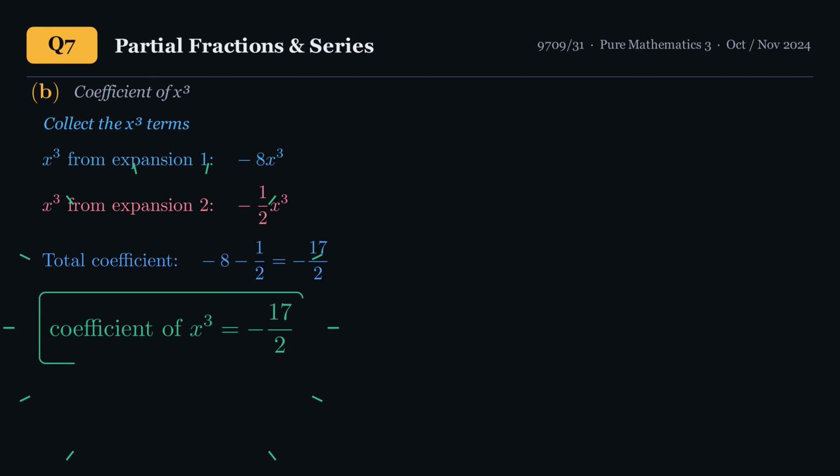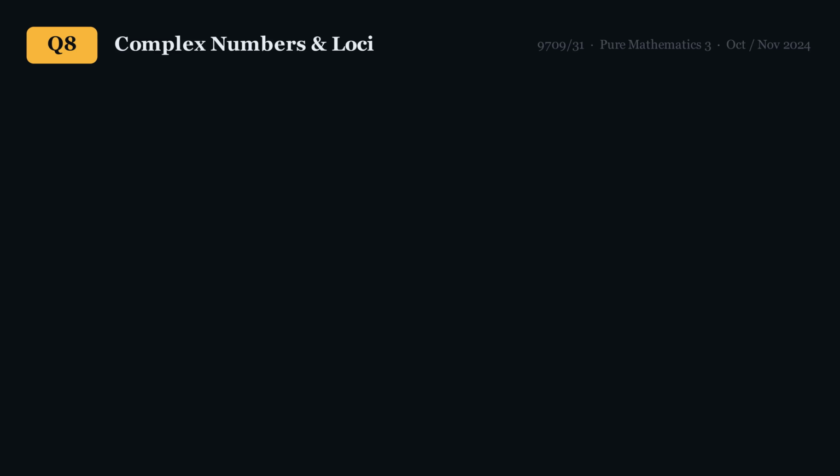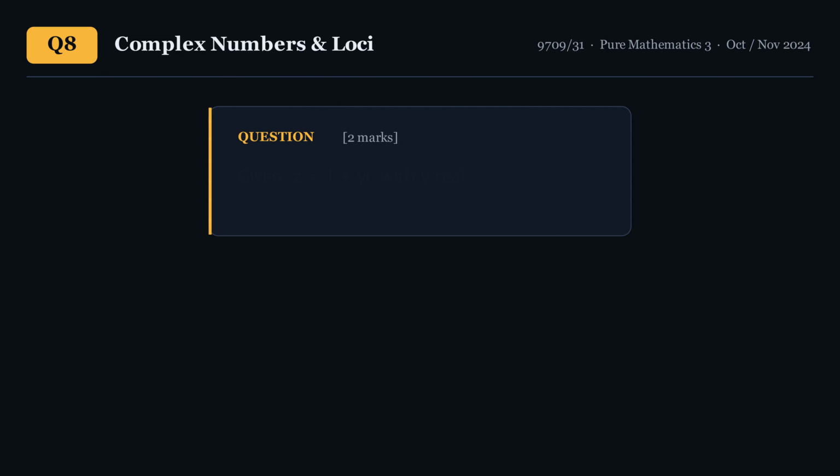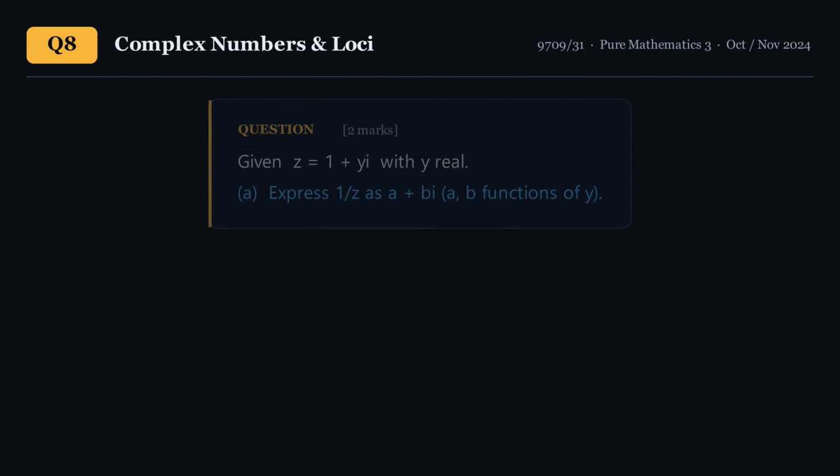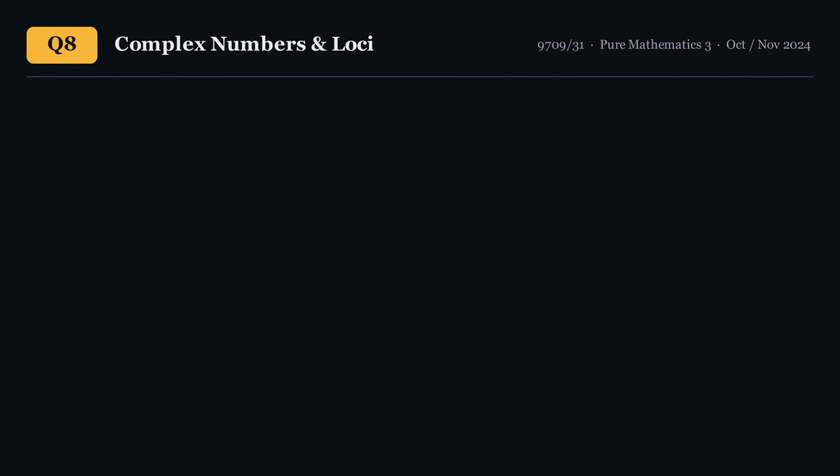That completes question 7. Question 8. Complex numbers and Loci. Given z equals 1 plus yi, with y real. Part A, express 1 over z as a plus bi. Now let's work through the solution step by step. Write 1 over z as a plus bi.